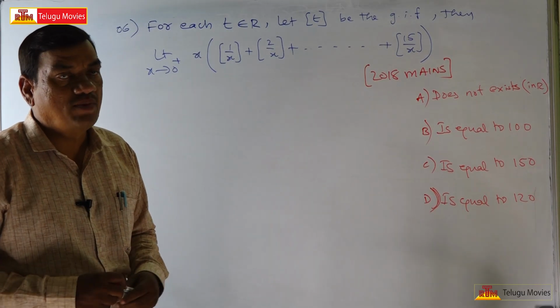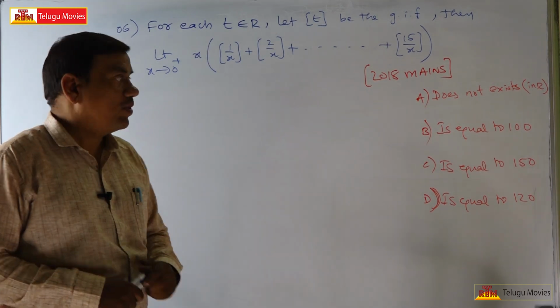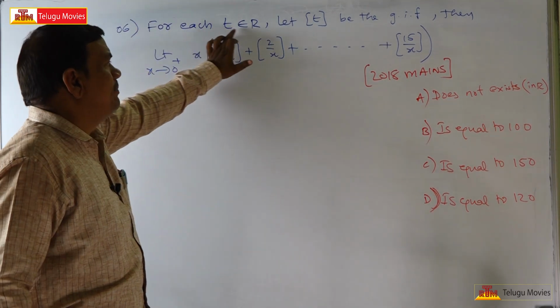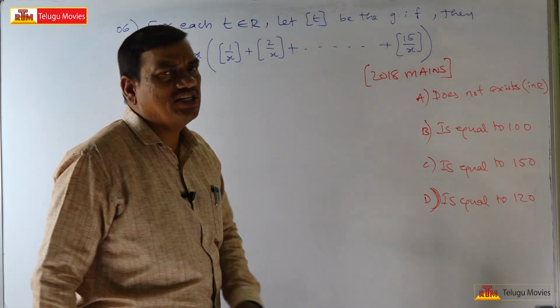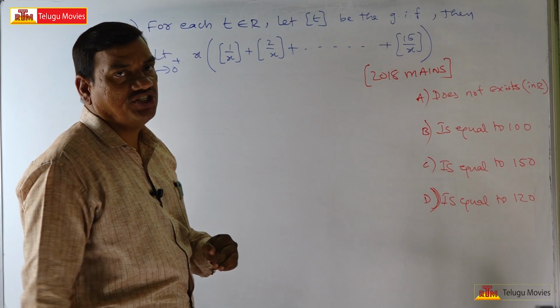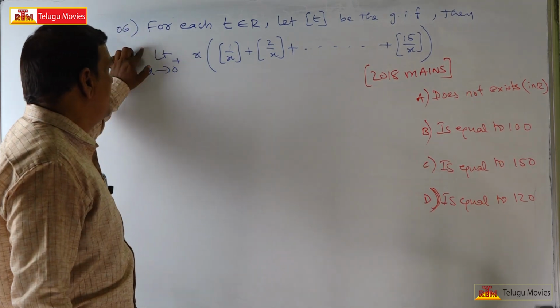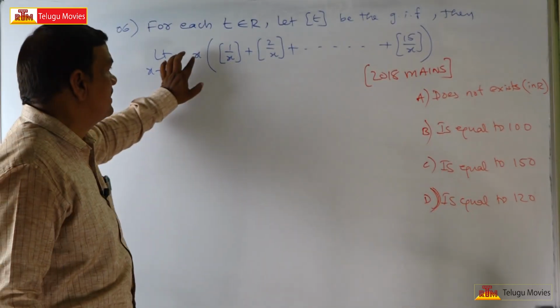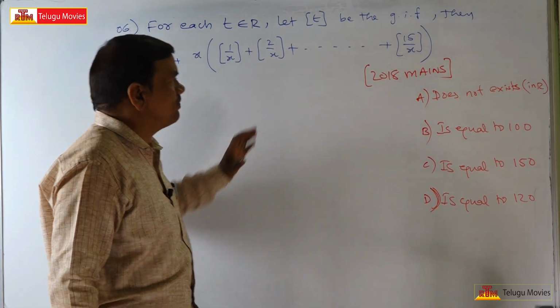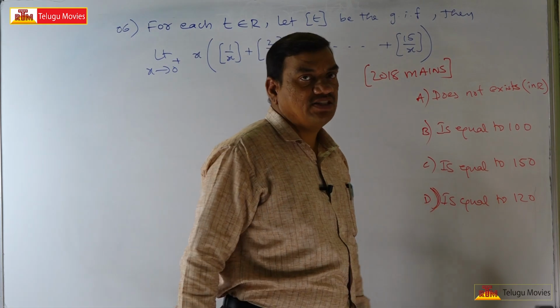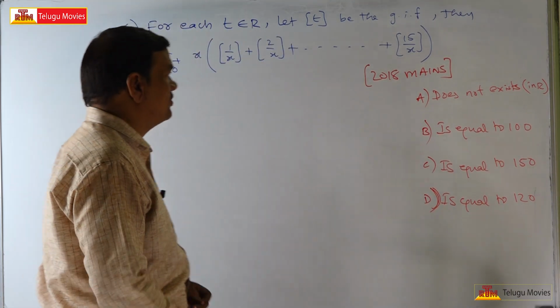Dear students, welcome to the next problem. For each t belonging to the real numbers, let step of t be the greatest integer function. You know what the greatest integer function is. Then find the limit as x tends to 0 plus of x times step of 1 by x plus step of 2 by x plus so on, step of 15 by x. What is the value he is asking?